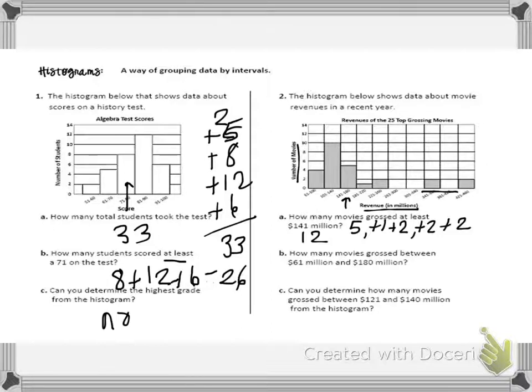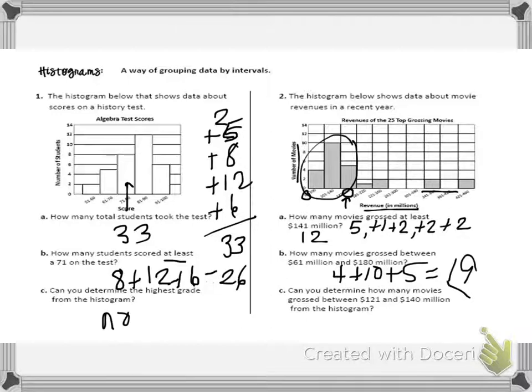How many movies grossed between 61 million and 180 million? Let's find 61 million, which is right here, and 180. So it's going to be these 3 right here that we're going to look at for B. We have 4, and then 10, and then 5. So 19 movies grossed between those two numbers.